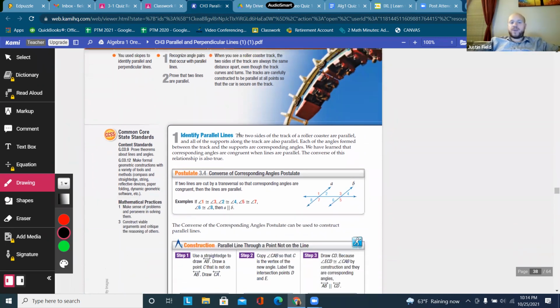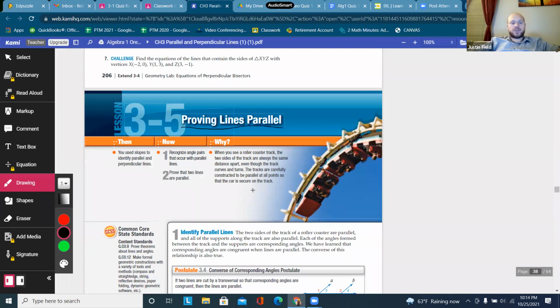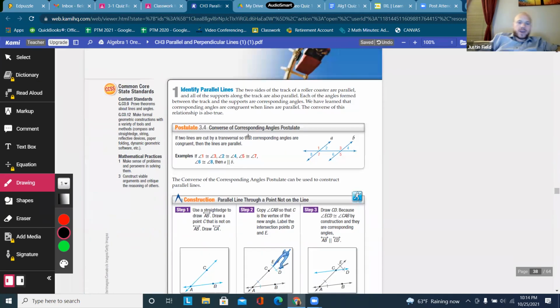Very, very important. Proving lines are parallel. Okay, so we have the CAP converse. The CAP postulate says that if the lines are parallel, corresponding angles are congruent. But guess what? Converse it up. If the corresponding angles are congruent, then the lines are parallel. It works too. That's called the CAP converse.